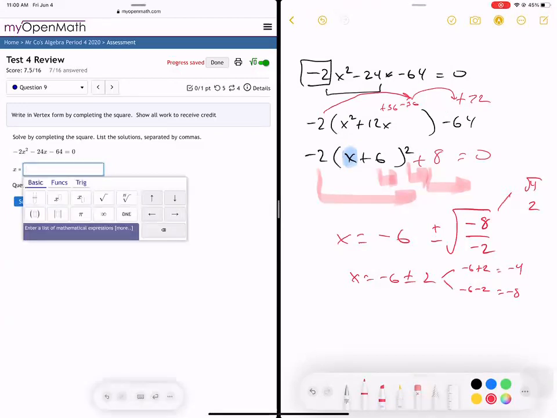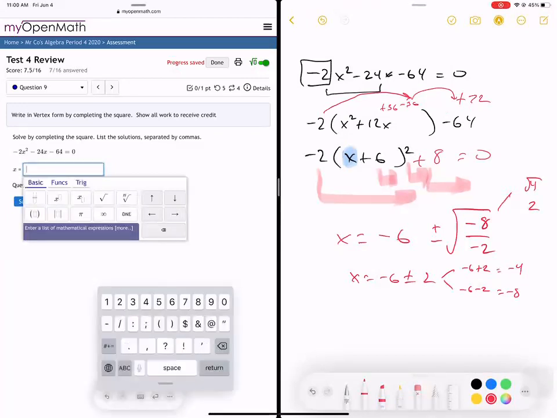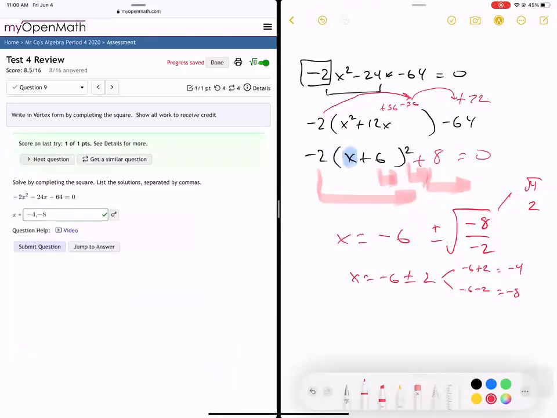The answers here are -4 and -8. All right. So that was factoring and then solving it. And sorry, this is a level 3 completing the square problem.